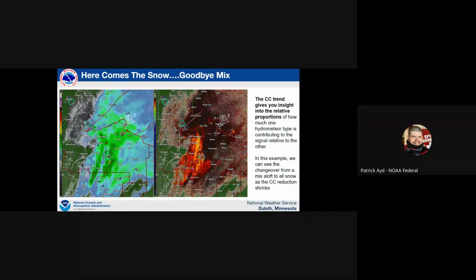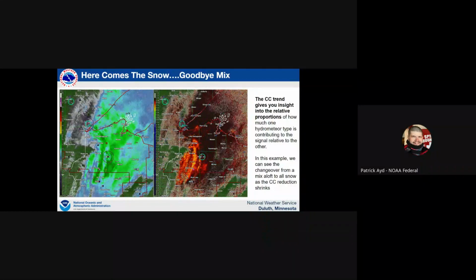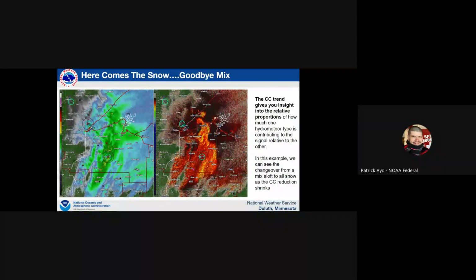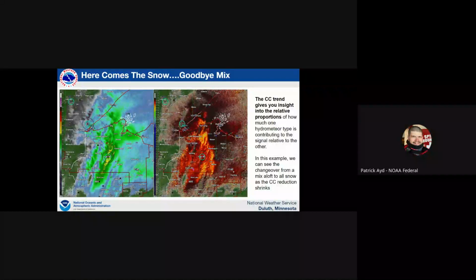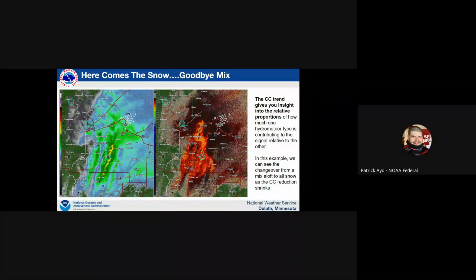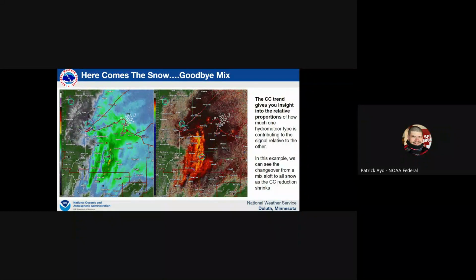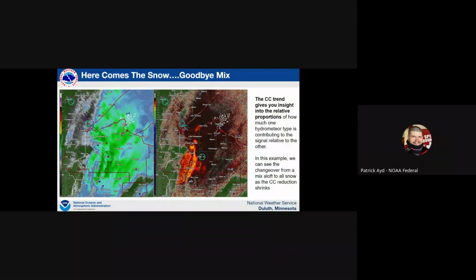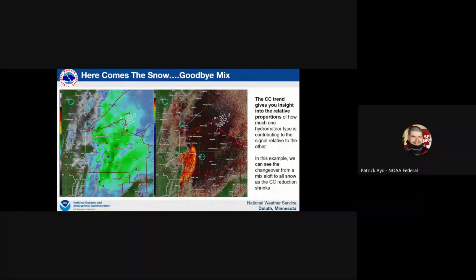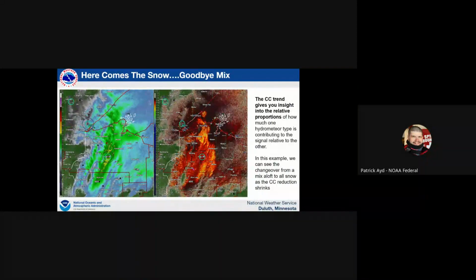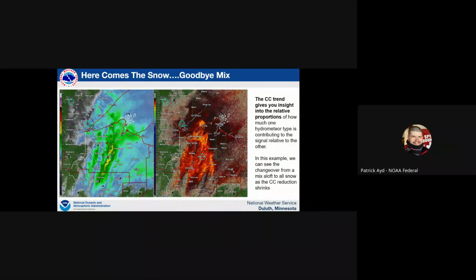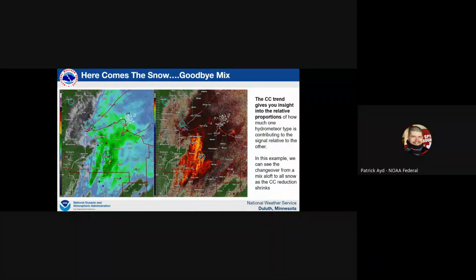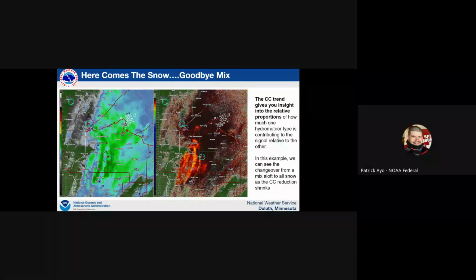Shameless plug for Jonathan. The CC trend really gives you insight into the proportions of how much one hydrometeor type is contributing to the other. So we see initially a mix across Northwest Wisconsin, and we oddly see this backing up at this CC, and we see that the snow is starting to take over aloft. We're starting to erode at least some type of melting layer aloft, and it can give us insights into, again, what is going to happen at the surface.